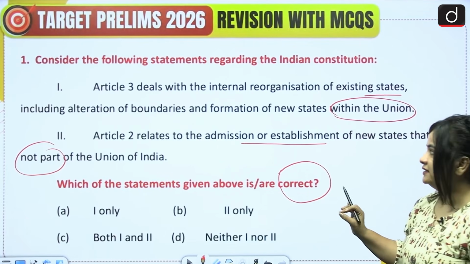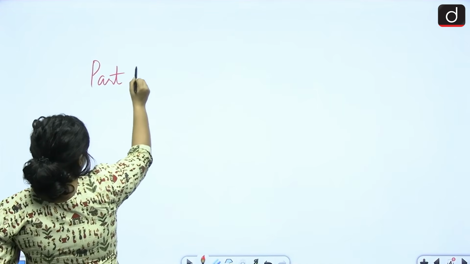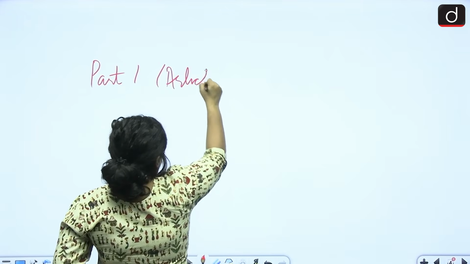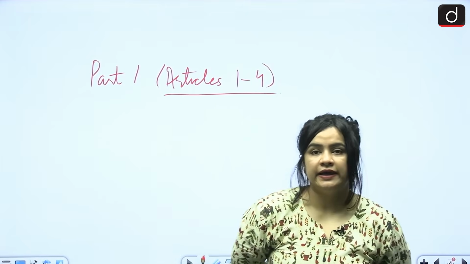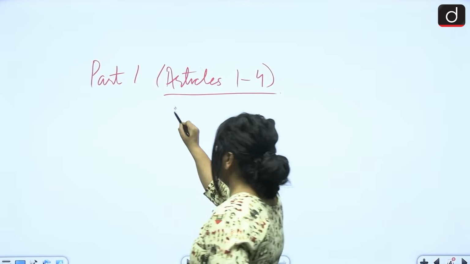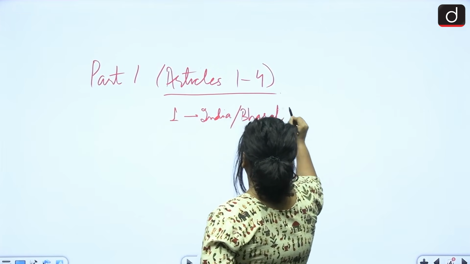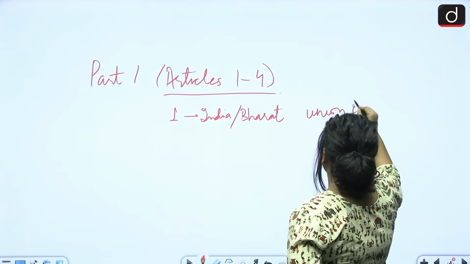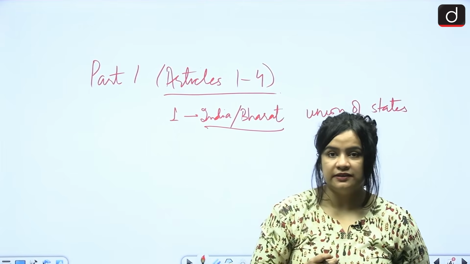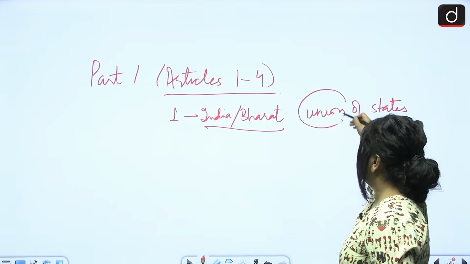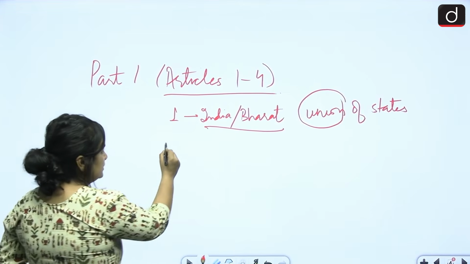Now, in order to understand this, let's first take a look at part 1 of the Indian Constitution, in which articles 1 to 4 deal with the Union and Territory of India. What does Article 1 say? Article 1 says that India or Bharat is a union of states. This means that this article defines or gives the name of the polity that we are in, also the type of the polity that we are in, meaning that it's a union and not any other form of polity like a federation. What does Article 2 talk about?